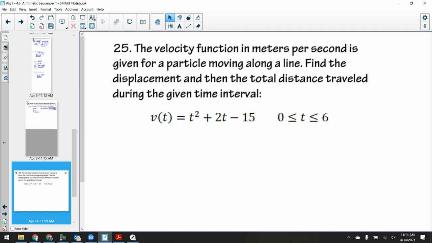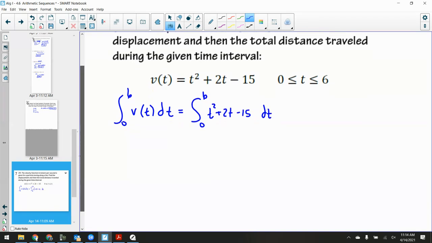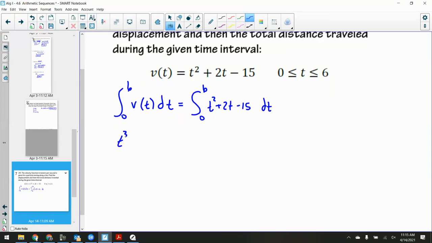Find the displacement. So what I'm looking for in my first part here is just the integral going from 0 to 6 of v of t dt, right? That's going to be the displacement. So let's figure out what that is. That's the integral from 0 to 6 of t squared plus 2t minus 15 dt, or in other words, the antiderivative: t to the third over 3 plus 2t squared over 2 minus 15t from 0 to 6.